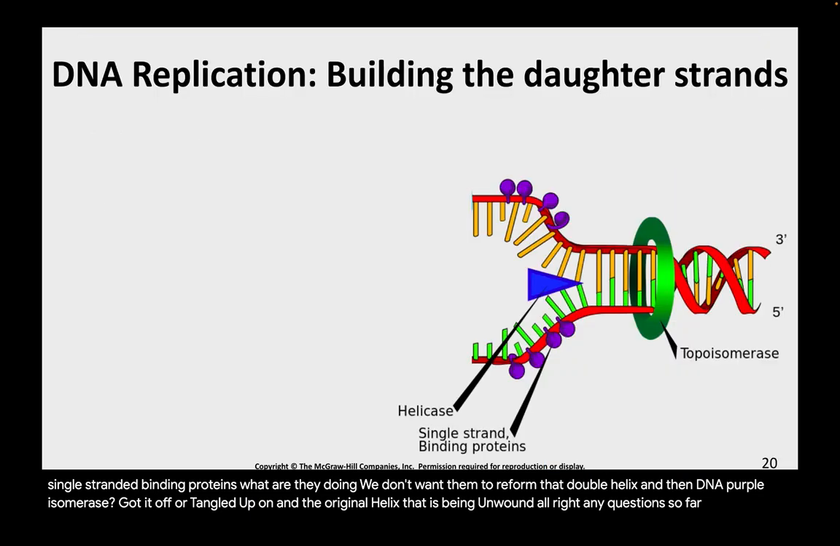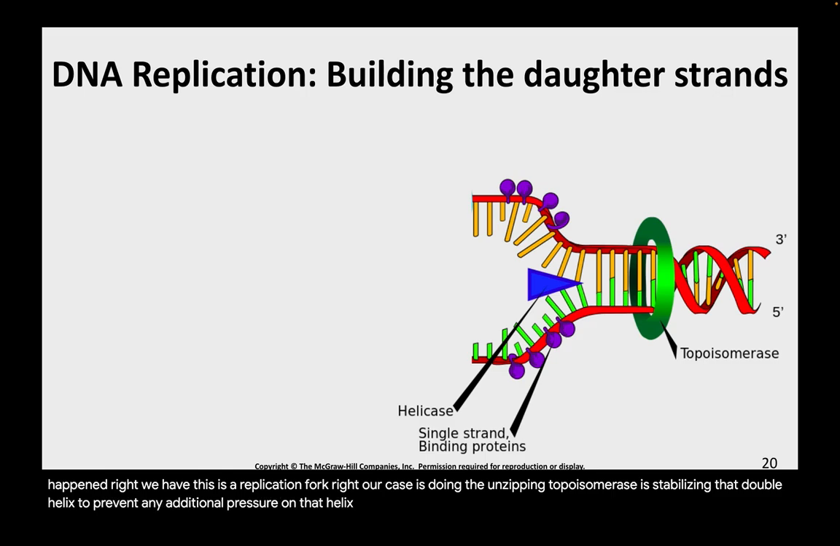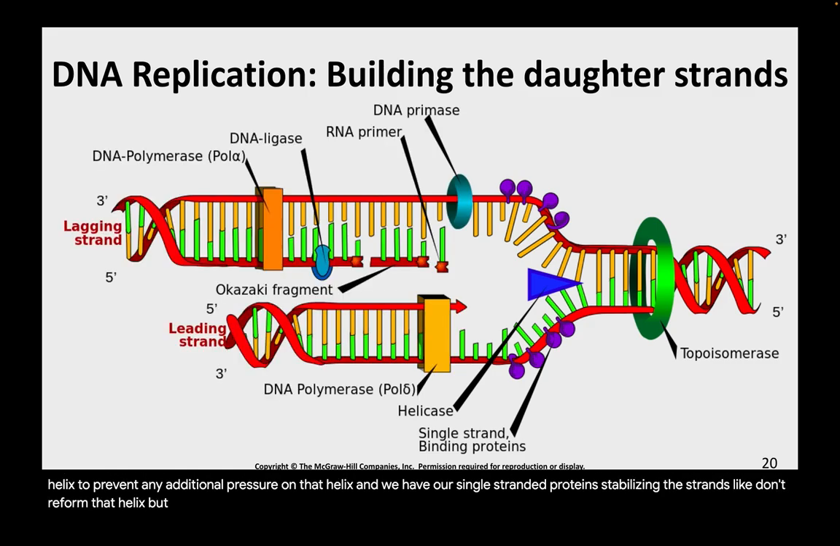Let's take a look at what has happened, right? This is our replication fork. Our helicase is doing the unzipping. Topoisomerase is stabilizing that double helix to prevent any additional pressure on that helix. And we have our single-stranded proteins stabilizing the strands so they don't reform that helix. But there's more to it, right? Beyond just unzipping the DNA, we have to actually synthesize new strands. And that's what we're going to step into next.